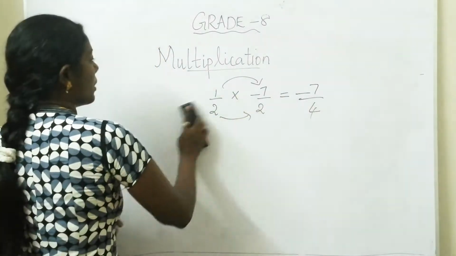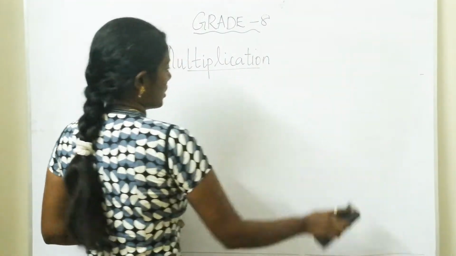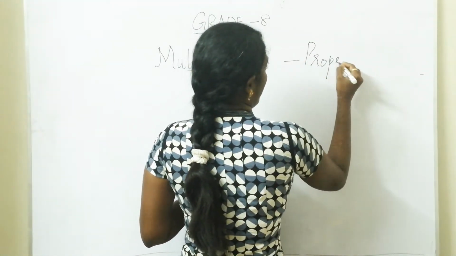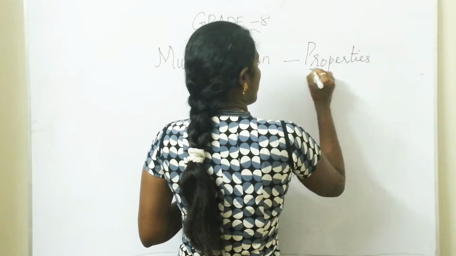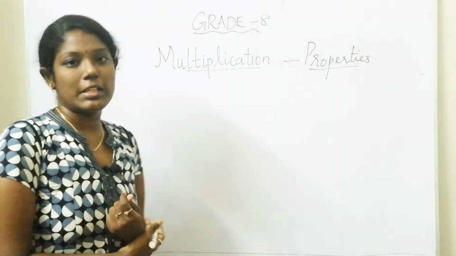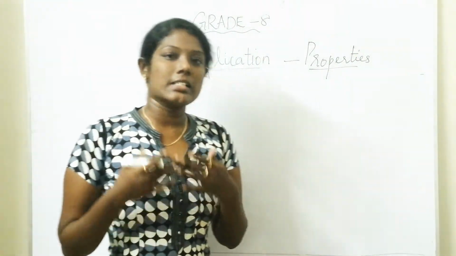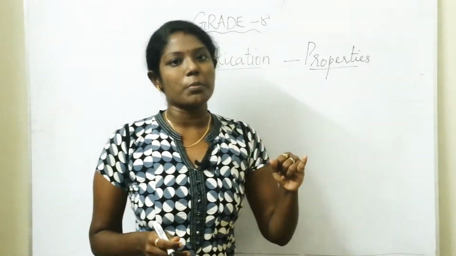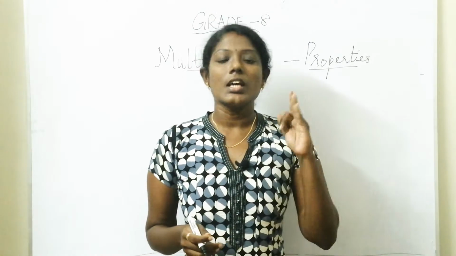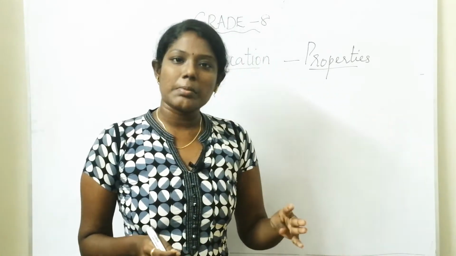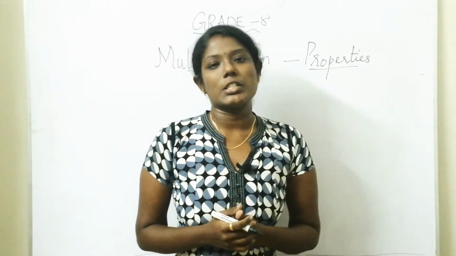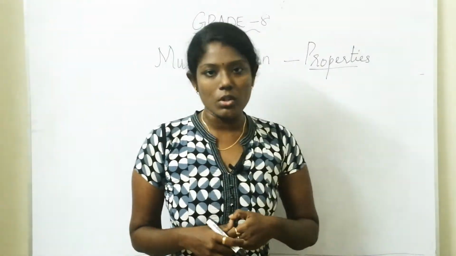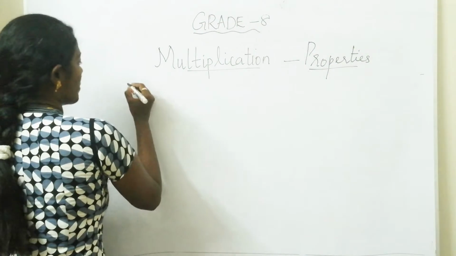Now let us see the properties of multiplication. As we already learnt in addition and subtraction, the properties of multiplication include closure property, commutative property, associative property, multiplicative identity and multiplicative inverse. So the same 5 properties we are going to deal with in multiplication also. So let us go with the closure property first.